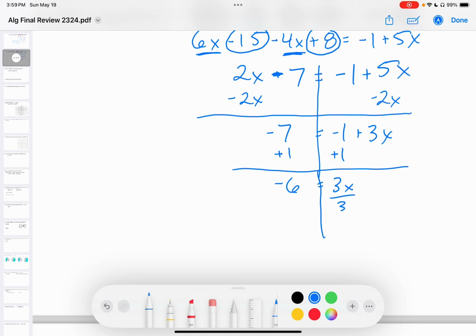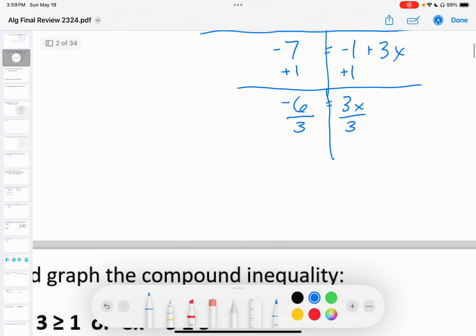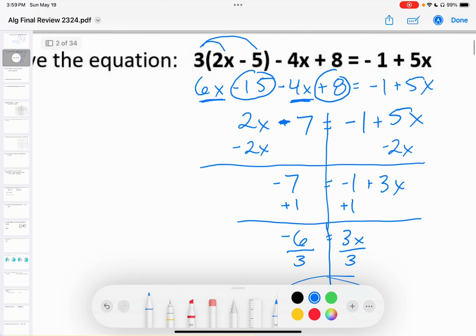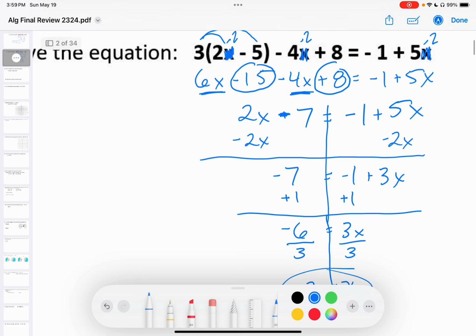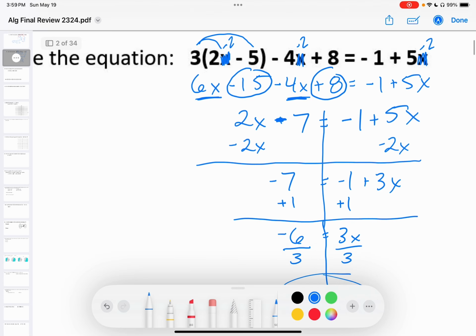We'll divide by the coefficient of x, which is 3. And we get x is equal to negative 2. And just like we did up in that previous problem, if we wanted to come up here and change our x to negative 2, change our x to negative 2, and change our x to negative 2, we should get the left side to equal the right side.